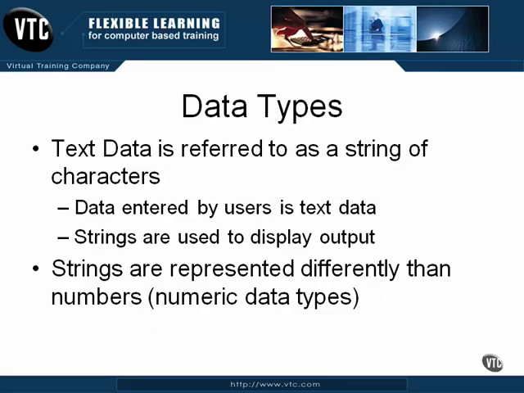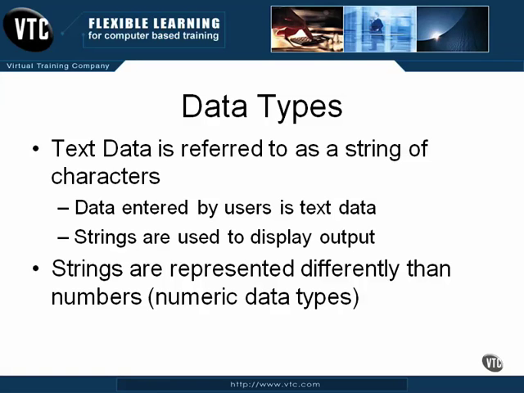Text data is referred to as a string of characters. If the user enters their name, for example, that is considered string data or text data. String is the data type that you would specify for a person's name. Strings are used to display output also. For example, the result of a calculation might be displayed as a string. Even though it is a number, if it's displayed with a dollar sign and commas and decimal points to improve readability, then it would be considered a string.